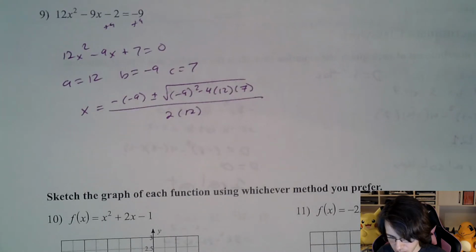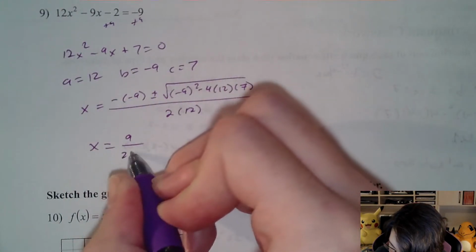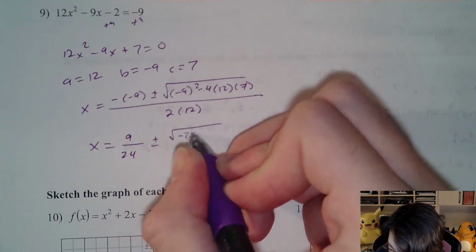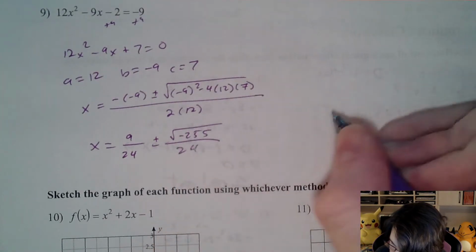I'm trying to figure that out right now because I am cheating. You get negative 255. So you get x is equal to 9 over 24, which does reduce, plus or minus the square root of negative 255 divided by 24.